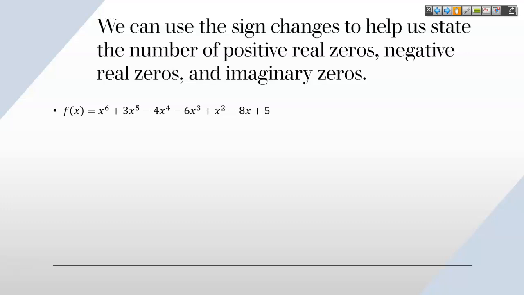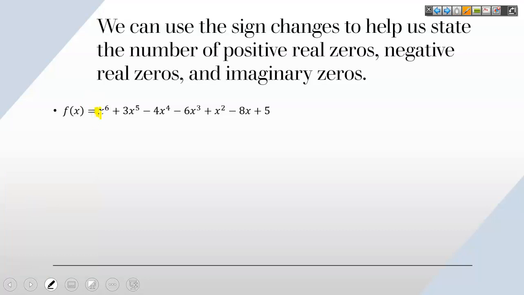So what that means is if you were to graph this, it determines the number of roots that can live on this side of the coordinate plane because they're positive real roots. So what we do is we look at this problem and we determine the number of sign changes.